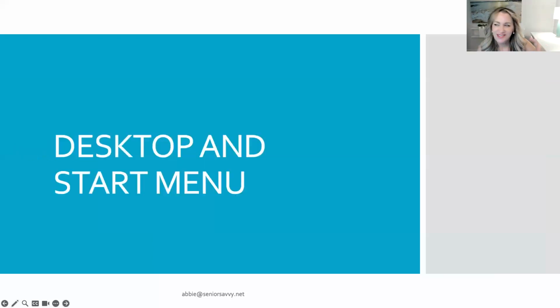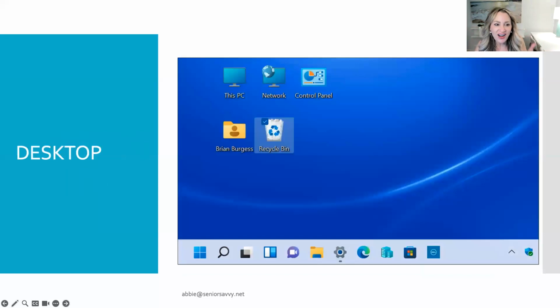Whichever method you choose, again, make it easy. Keep it simple, KISS, keep it simple, senior, all right? Now let's talk about your desktop and the start menu. On your desktop, you can arrange things so that they're easy to see. This is your computer. Your son may have given it to you, but now it's yours. And I want it to be easy for you to find things.